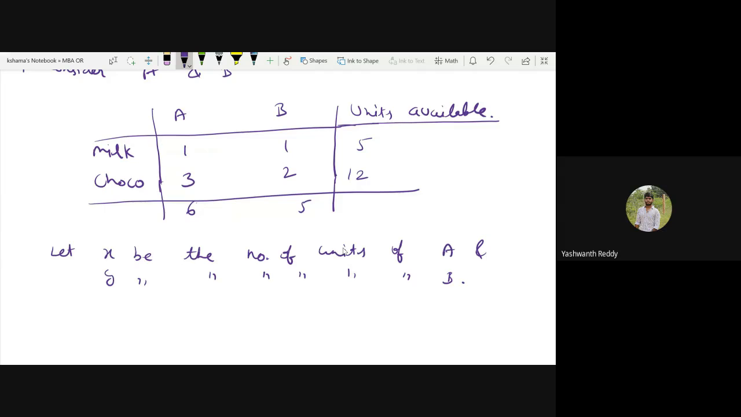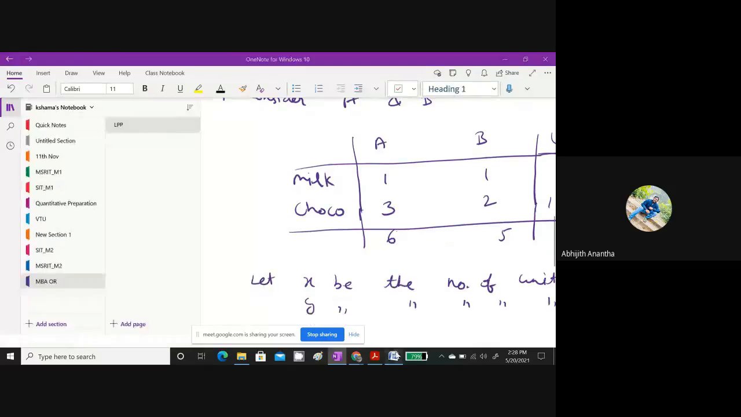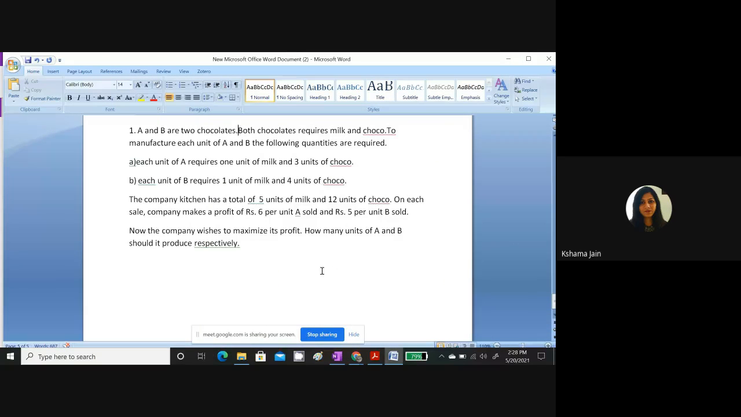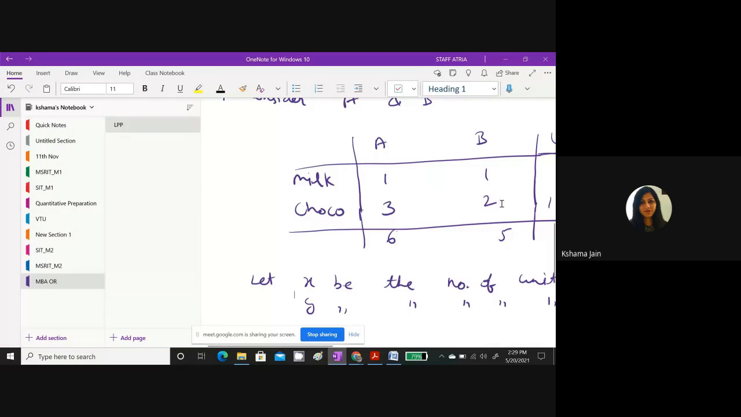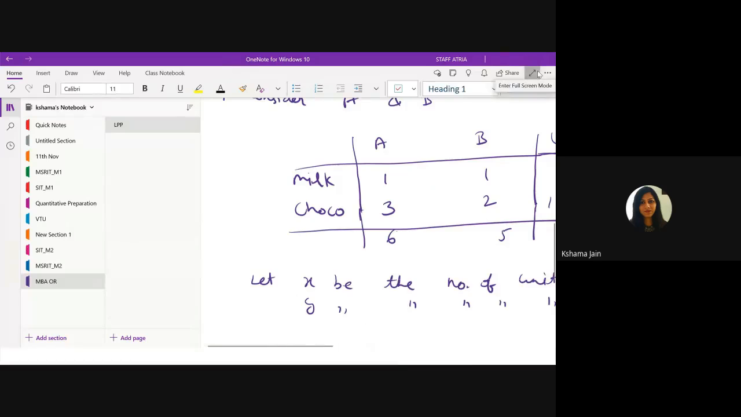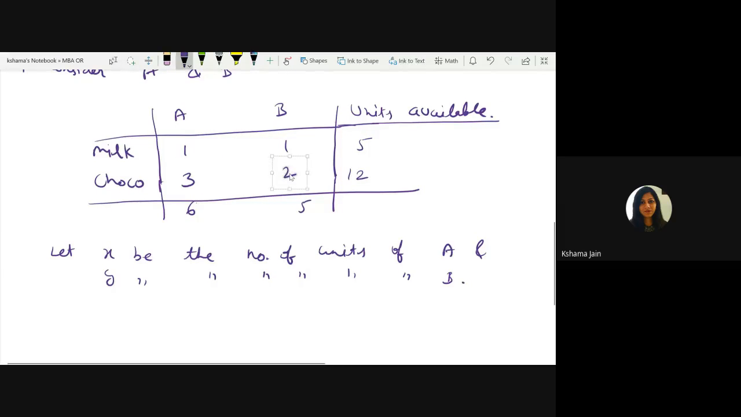Tell me. Please don't give me the messages because I am on a different screen. Tell me. Ma'am, in chocolate B, Choco is 4, ma'am. 4, is it? Yes, ma'am. Yes, 4. One second. Okay, 4 units. Actually, by chance in typing I have typed 4, and in the book which I have, it's written 2 over there. So by mistake. Okay, let it be 4.